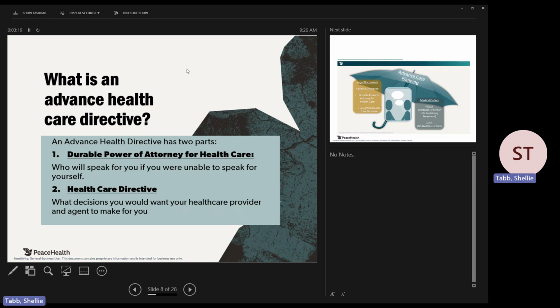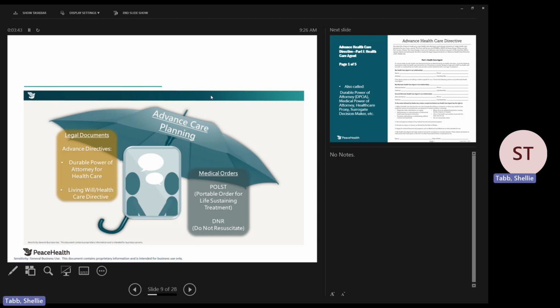So what is an advanced healthcare directive? An advanced healthcare directive has two parts. The first part is the durable power of attorney for healthcare. So that's who will speak for you if you were unable to speak for yourself. And the healthcare directive. And those are the decisions that you would want your healthcare provider and agent to make for you. So advanced care planning is the big umbrella, and under the umbrella includes the legal documents of advanced directives, the things we just talked about, like that living will, the durable power of attorney for healthcare. And it also includes medical orders, which is the POLST, the portable order for life-sustaining treatment, and also DNR, or do not resuscitate.